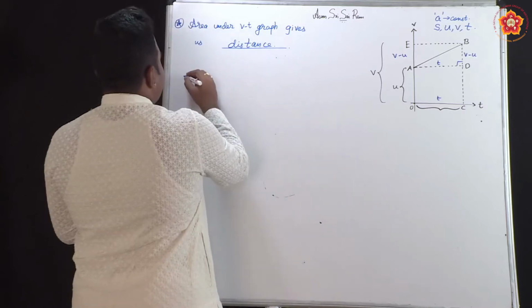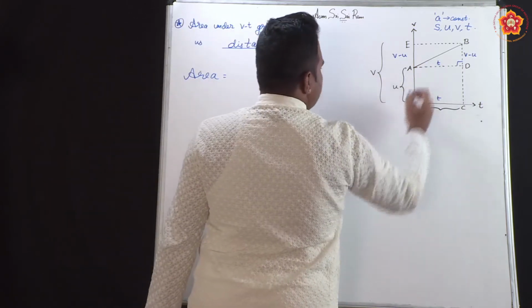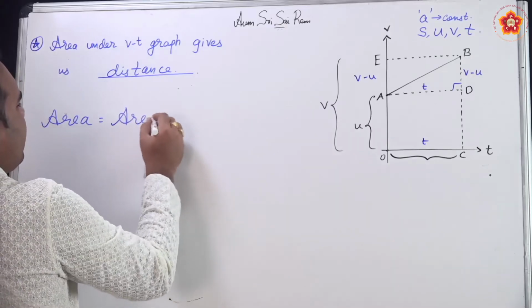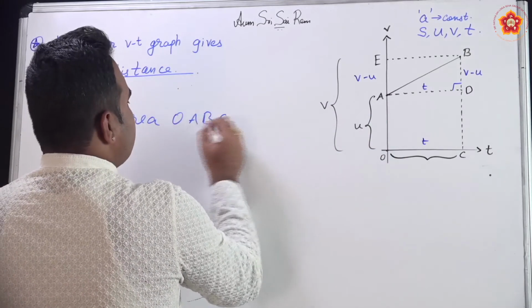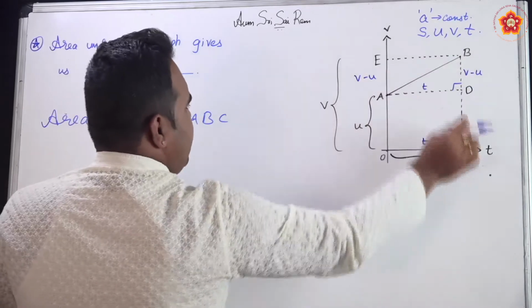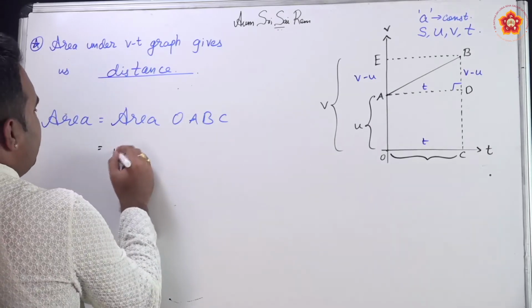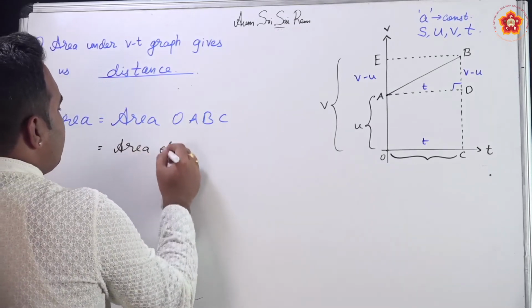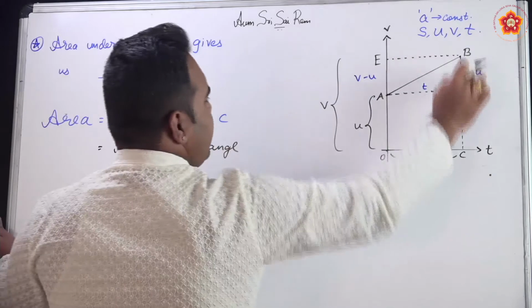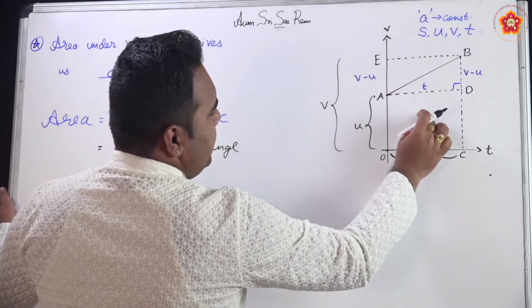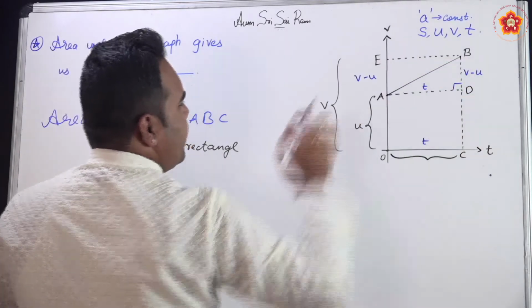So, let us calculate now. What is the area of the graph? The total area of the graph is nothing but the area of the closed figure OABC. So, let us calculate the area. It is nothing but the area of a rectangle. So, this is the whole figure now. We divide it as a rectangle plus triangle. Both put together will give us this outline OABC.